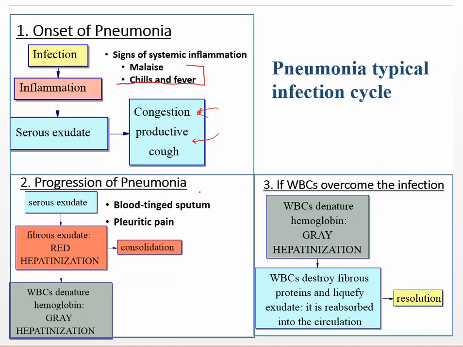But then it can progress, and you can start to get damage to the alveoli and to those small capillaries leading to it. And then you can start to see blood-tinged sputum. So you might see, you know, kind of a pink sputum.